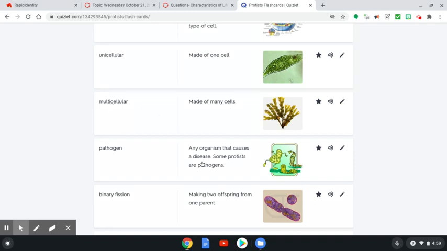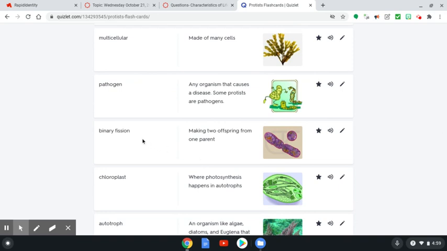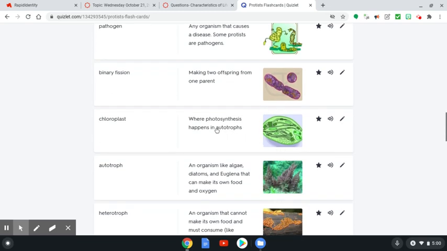A pathogen is any organism that causes a disease, and some protists that we will study are pathogens. Binary fission is making two offspring from one parent. Actually, the one copies its material and divides into two distinct identical organisms. Chloroplast is what makes plants green, and it's where photosynthesis happens in an autotroph, and an autotroph is able to produce its own food.